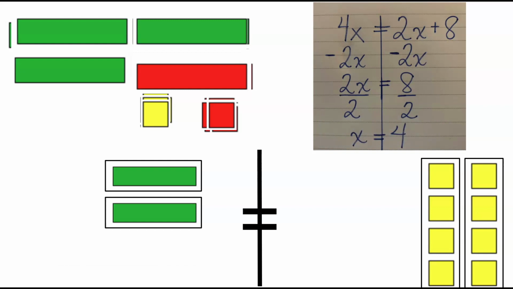I encourage my students to check their solutions by plugging their value back into the original equation. So 4 groups of 4 is 16, and on the right-hand side 2 groups of 4 is 8, plus 8 more is also 16.